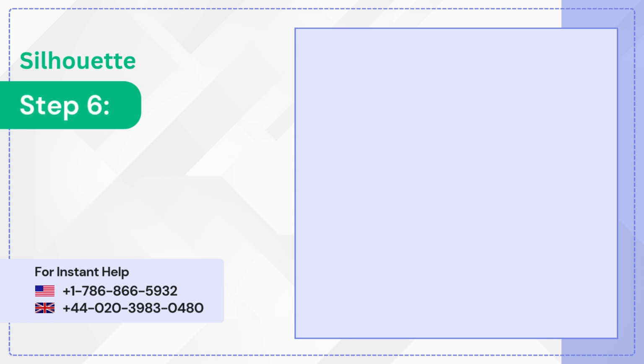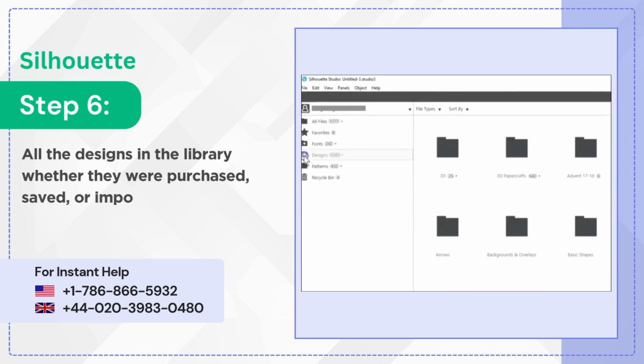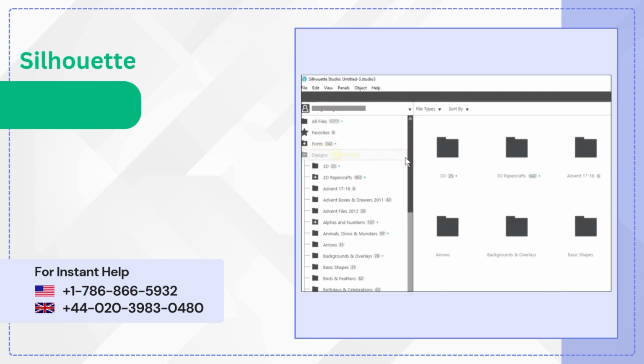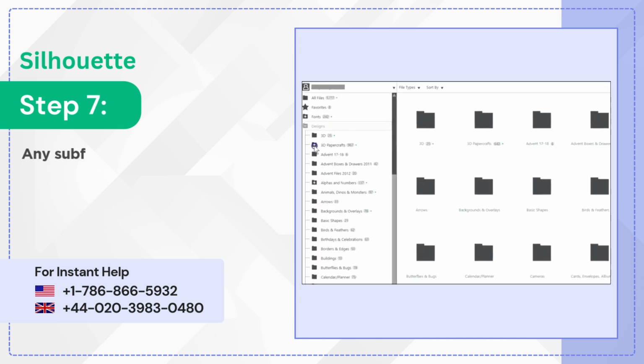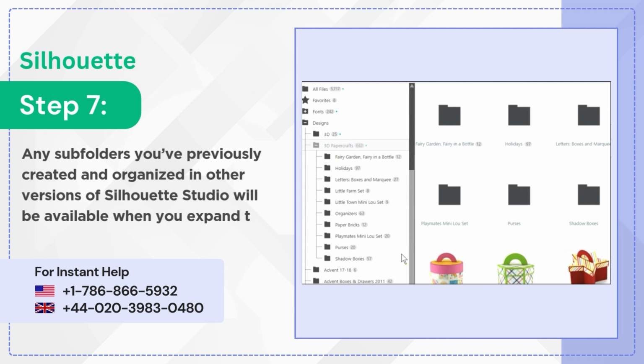Step 6. All the designs in the library, whether they were purchased, saved, or imported manually, are located in the Designs folder. Step 7. Any subfolders you've previously created and organized in other versions of Silhouette Studio will be available when you expand the Designs folder.